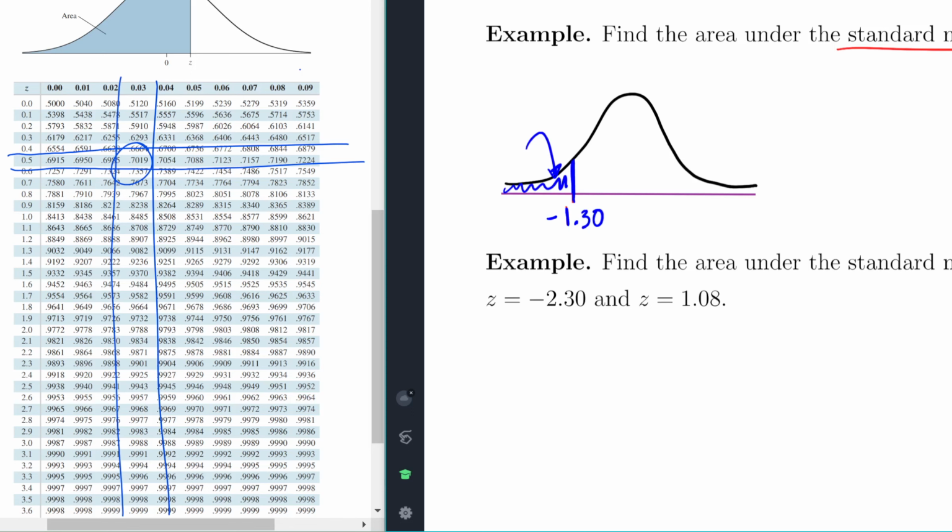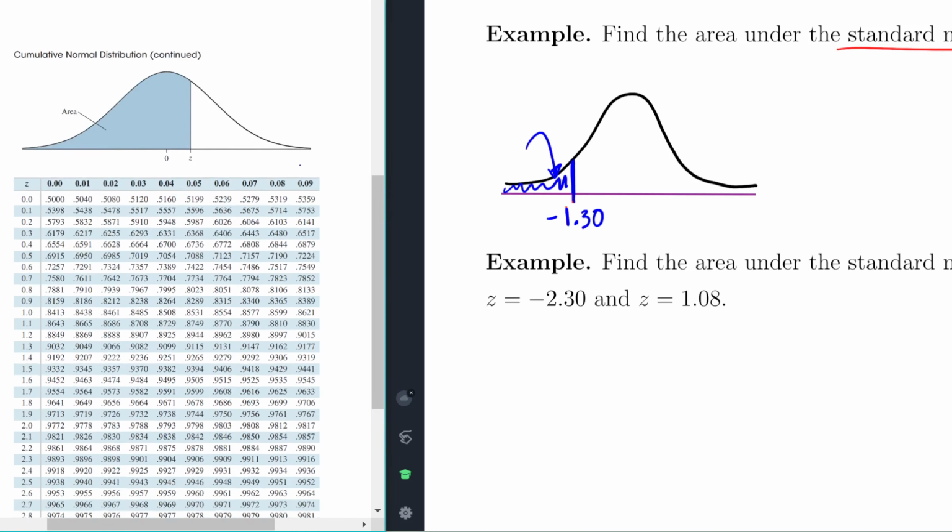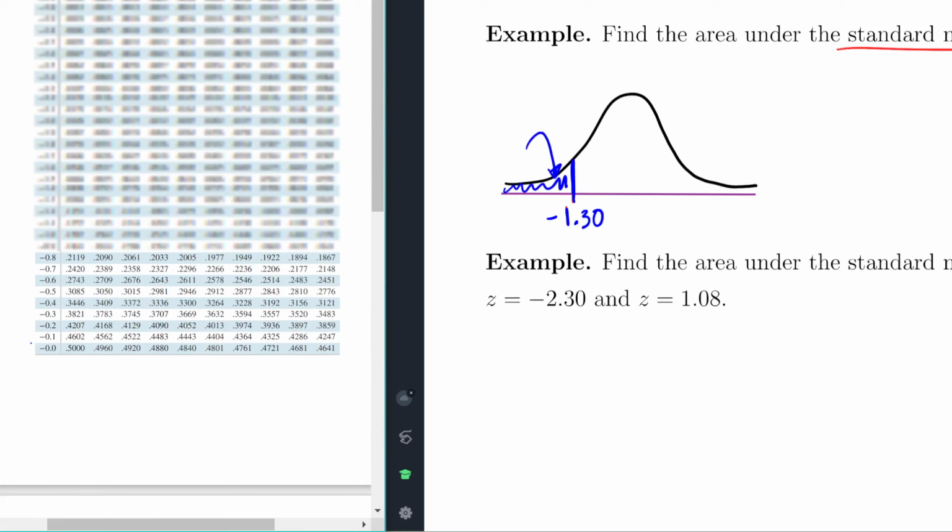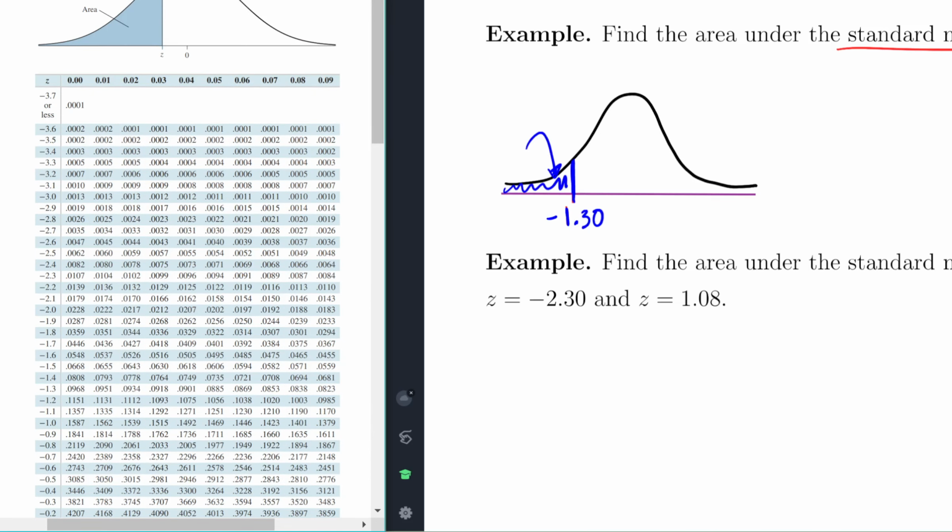So we zoom out to our chart, negative 1.3. I need to go back to the negative portion. I'm going to highlight negative 1.3 and then find where the column intersects with 0.00. And that will give me an area of 0.0968.